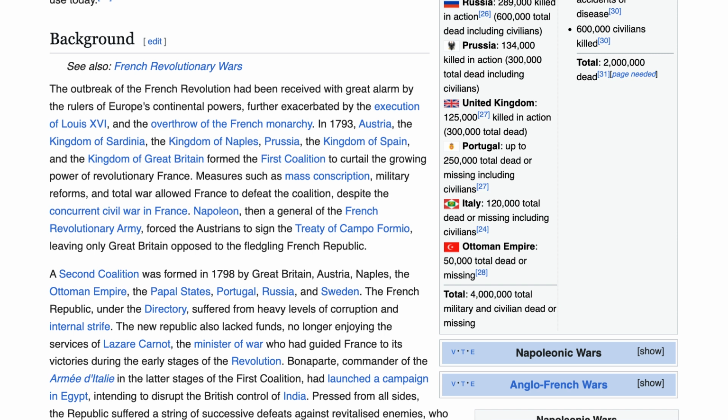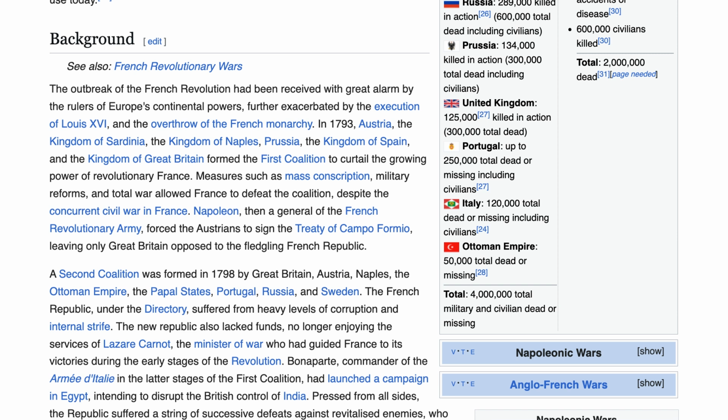Napoleon, then a general of the French Revolutionary Army, forced the Austrians to sign the Treaty of Campo Formio, leaving only Great Britain opposed to the fledgling French Republic. A second coalition was formed in 1798 by Great Britain, Austria, Naples, the Ottoman Empire, the Papal States, Portugal, Russia, and Sweden. The French Republic, under the Directory, suffered from heavy levels of corruption and internal strife.